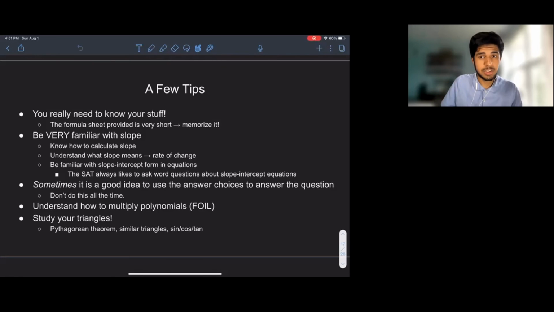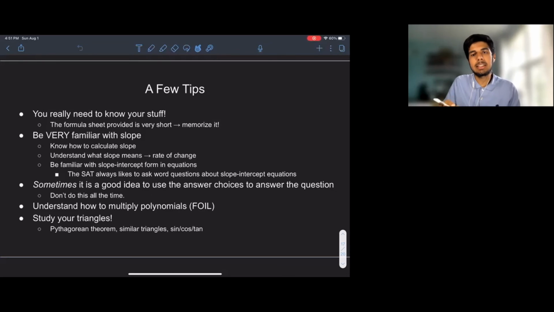And you should be very familiar with slope-intercept form in equations, meaning that you should be able to create your own equation in slope-intercept form, and you should be able to detect an equation that is in that form and know what each part of that equation means. The SAT always likes to ask word questions about slope-intercept equations, and you'll see this maybe 2 or 3 questions in every exam. So it's very important that you understand slopes, so that way you can always get these questions right.